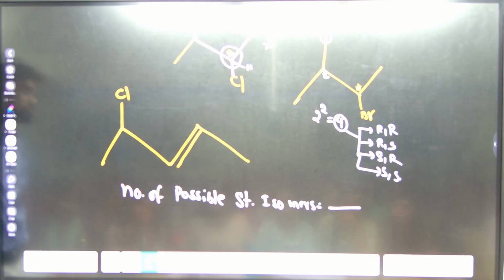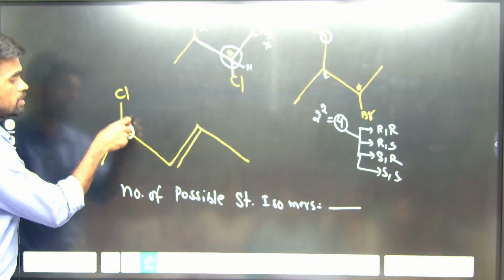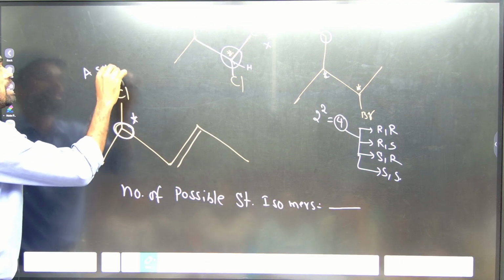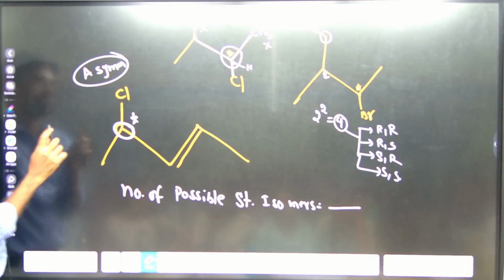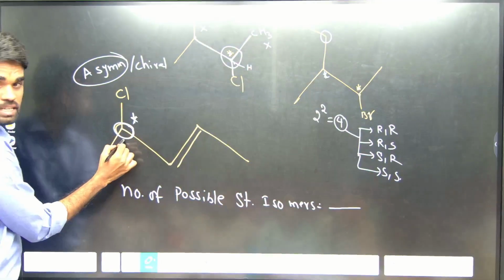How to say this? This is one chiral center. Chiral center also called as asymmetric center. Please try to write all these things in the short form, whatever the way you can, or chiral center. So here one chiral center is there. What about this?